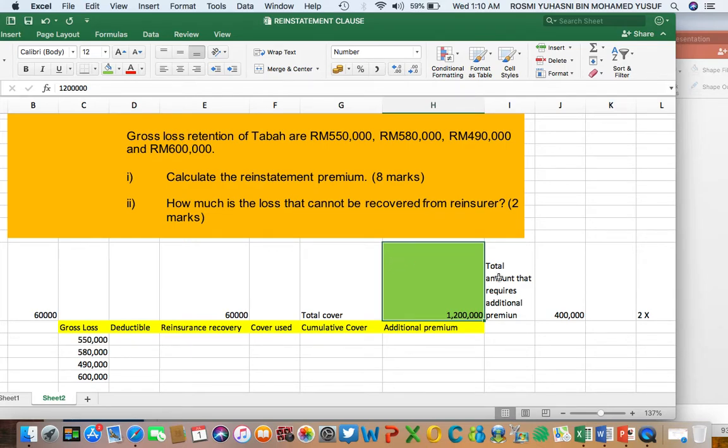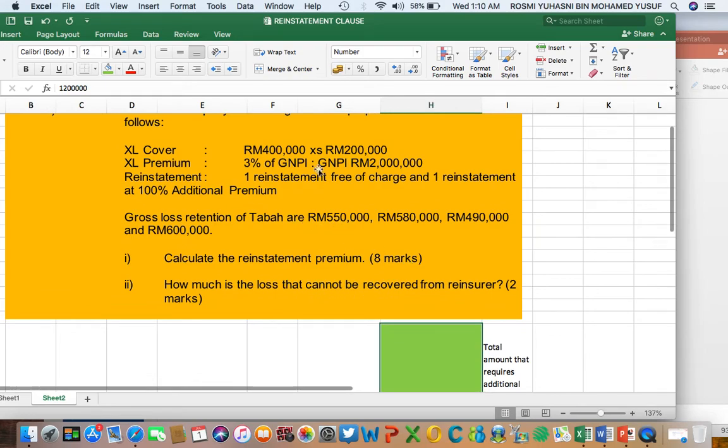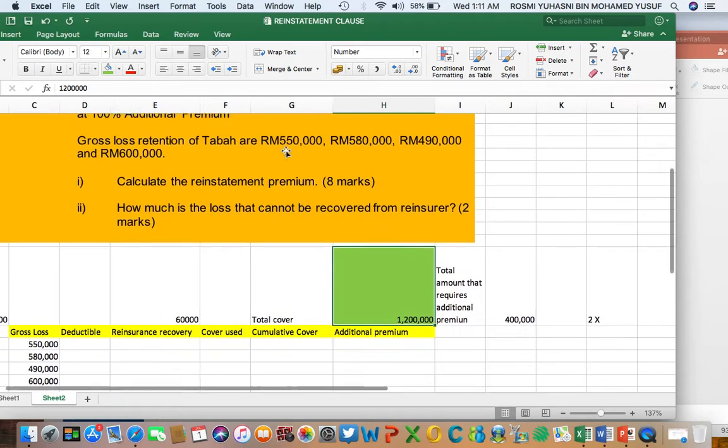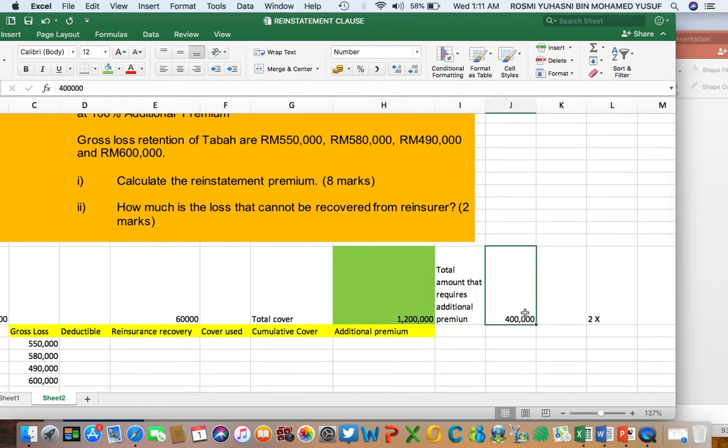Okay, total amount that requires additional premium. If you look at the question here, it mentions that one reinstatement is free of charge, meaning that the first 400,000 is free. But once it has passed this 400,000, the insurer will have to pay additional premium, meaning that for the second 400,000 reinstatement, they have to pay additional premium.